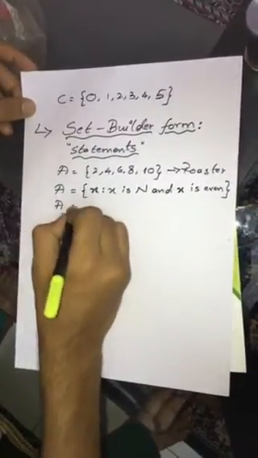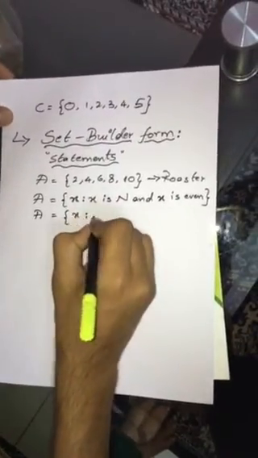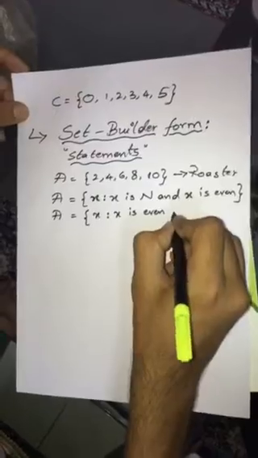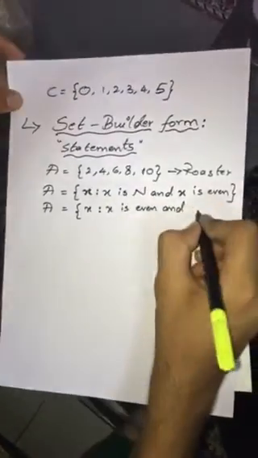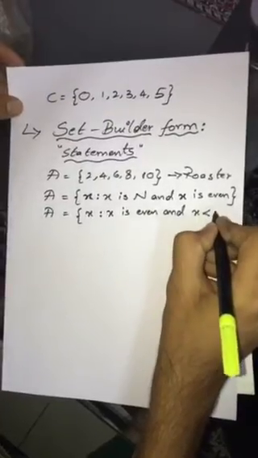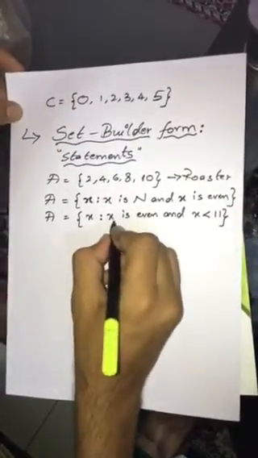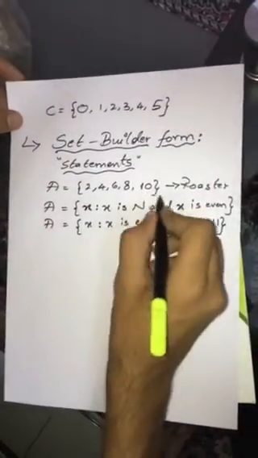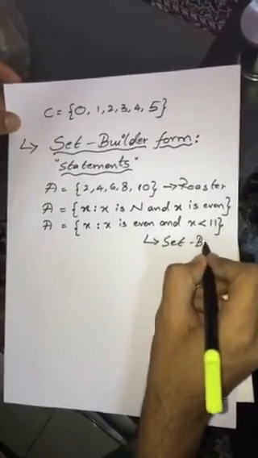Now I'll take another example. This gives me the limit: x such that x is even, and these are the first 5 natural numbers. So I'll take x is less than 11, x such that x is even, that is 2, 4, 6, 8, 10 are even, and x is less than 11. So we see this is the set builder form.